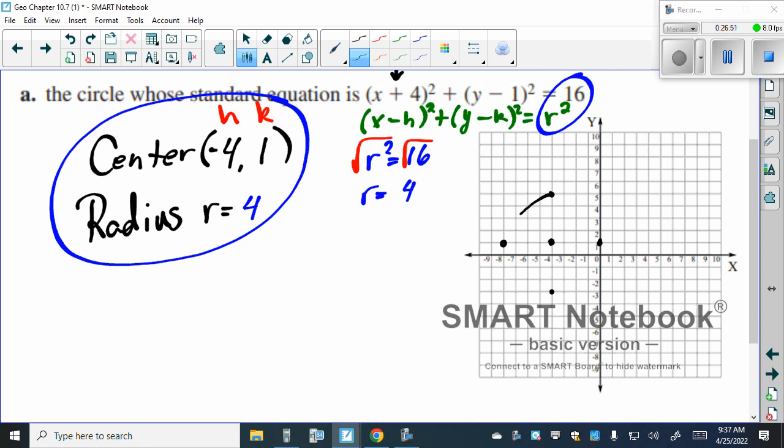So we can start at one of the points. And there's our circle. Questions on this here? Are you ready for the next one?